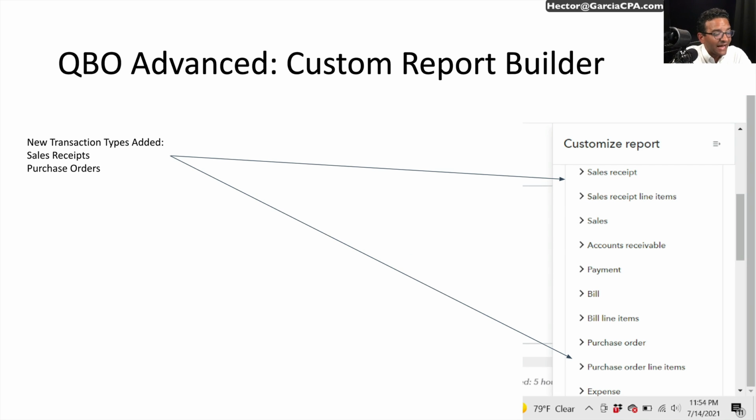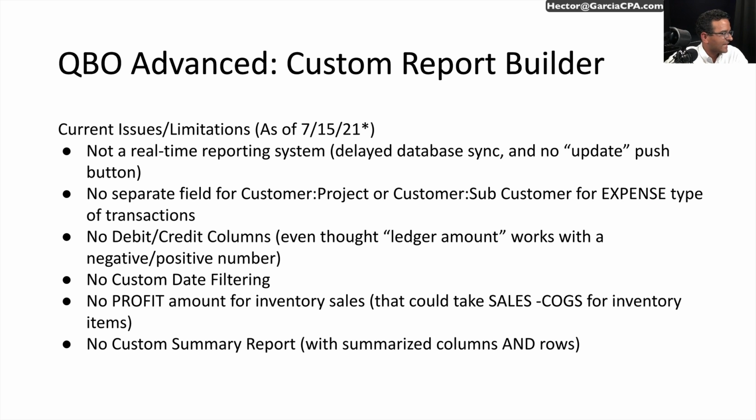A couple of things that they added to it, just for whatever reason it wasn't released in the original one, is sales receipt and sales receipt line items, and then purchase order and purchase order line items. So those two transactions have been added, so you can create custom reports for those transactions.